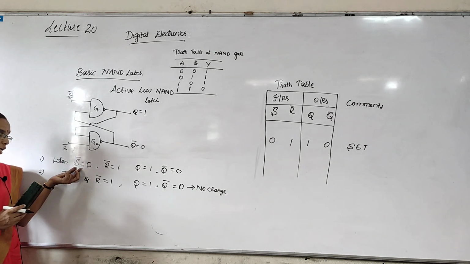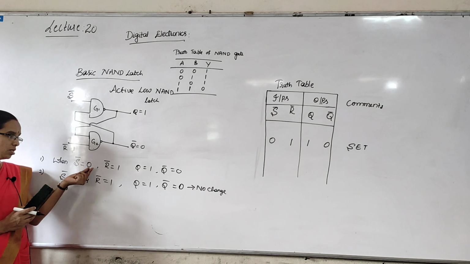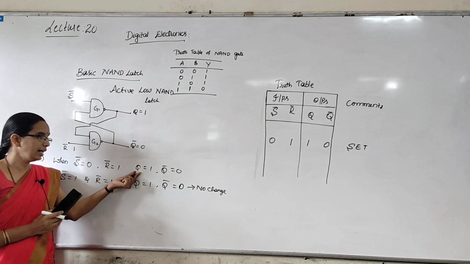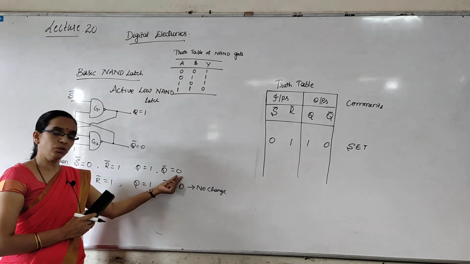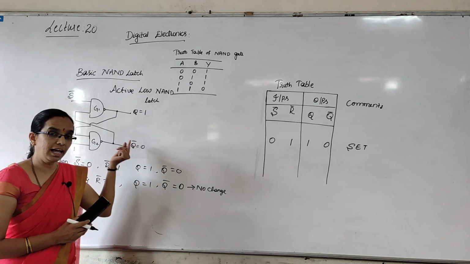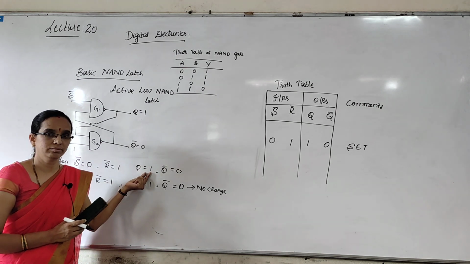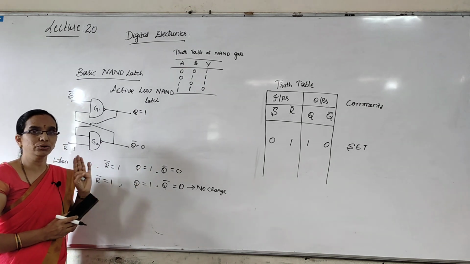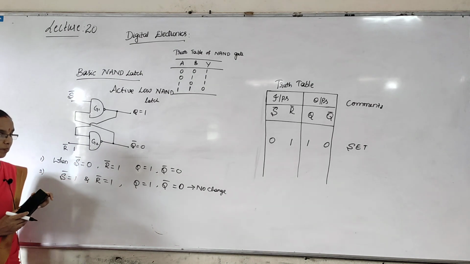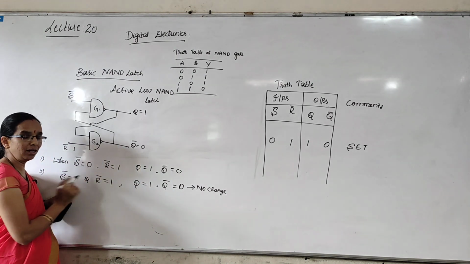When you wanted to save 1, you made S bar is equal to 0 and R bar is equal to 1, and Q becomes 1, Q bar is equal to 0. This latch is the basic NAND latch. The data 1 is latched into the circuit, and that 1 remains the same when you made both 1 and 1.